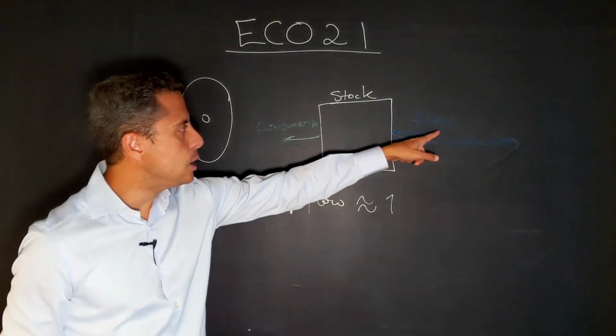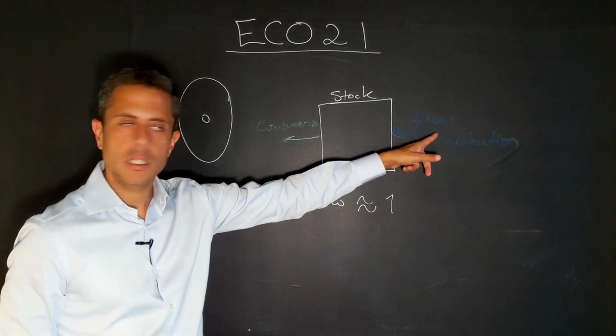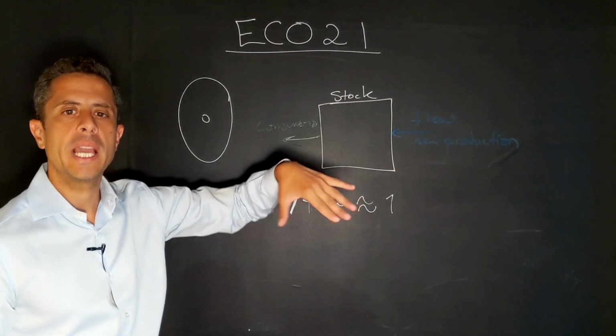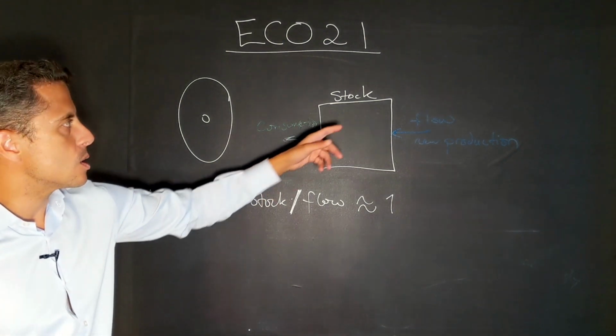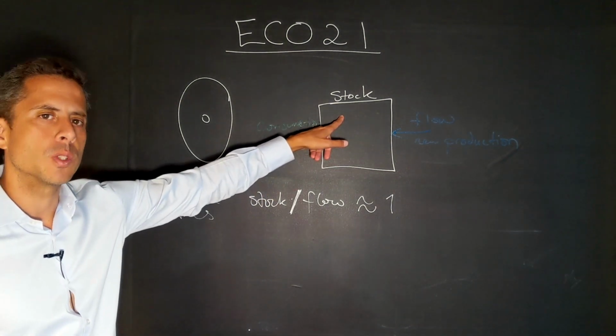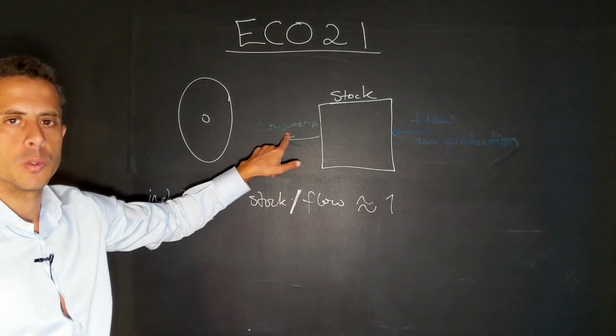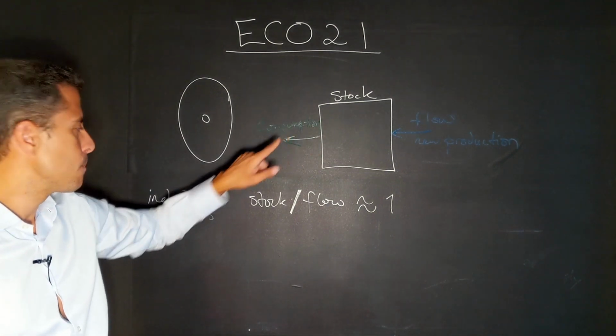In other words, annual new production every year is roughly equal to the stockpiles that we have at the beginning of a year. It's not because the stockpile is everything that we have produced in history, it's because most of what we produced in history has been consumed, okay?